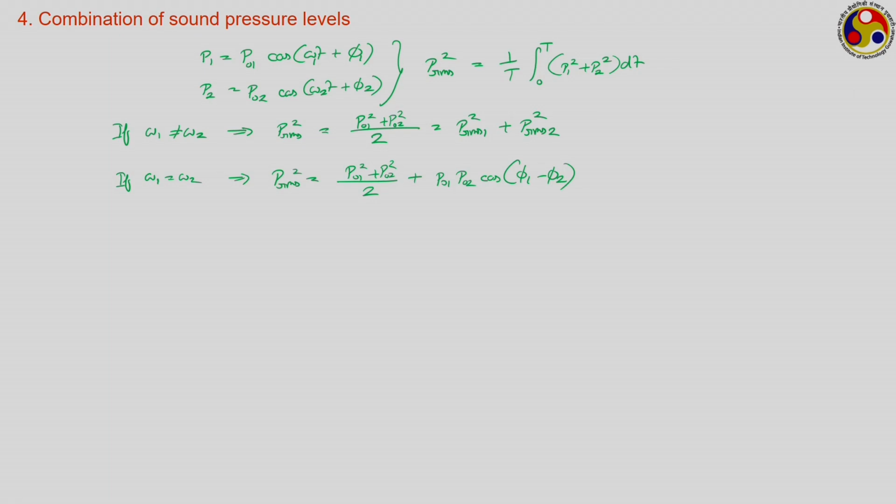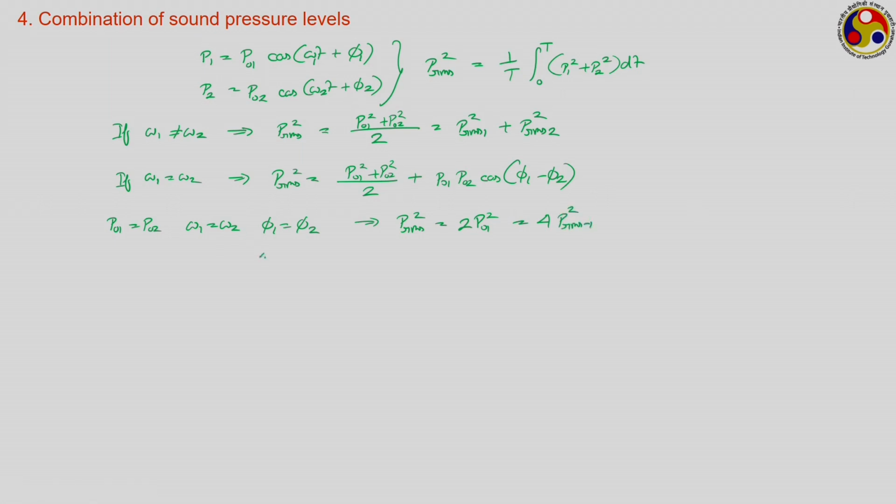Now, if we are talking about a very special situation when two identical single tone waves are present in the same medium, that is we have P naught 1 is equal to P naught 2, omega 1 equal to omega 2 and phi 1 is equal to phi 2. In that case, for this special situation P RMS square is equal to twice of P naught 1 square, that is 4 P RMS 1 square.